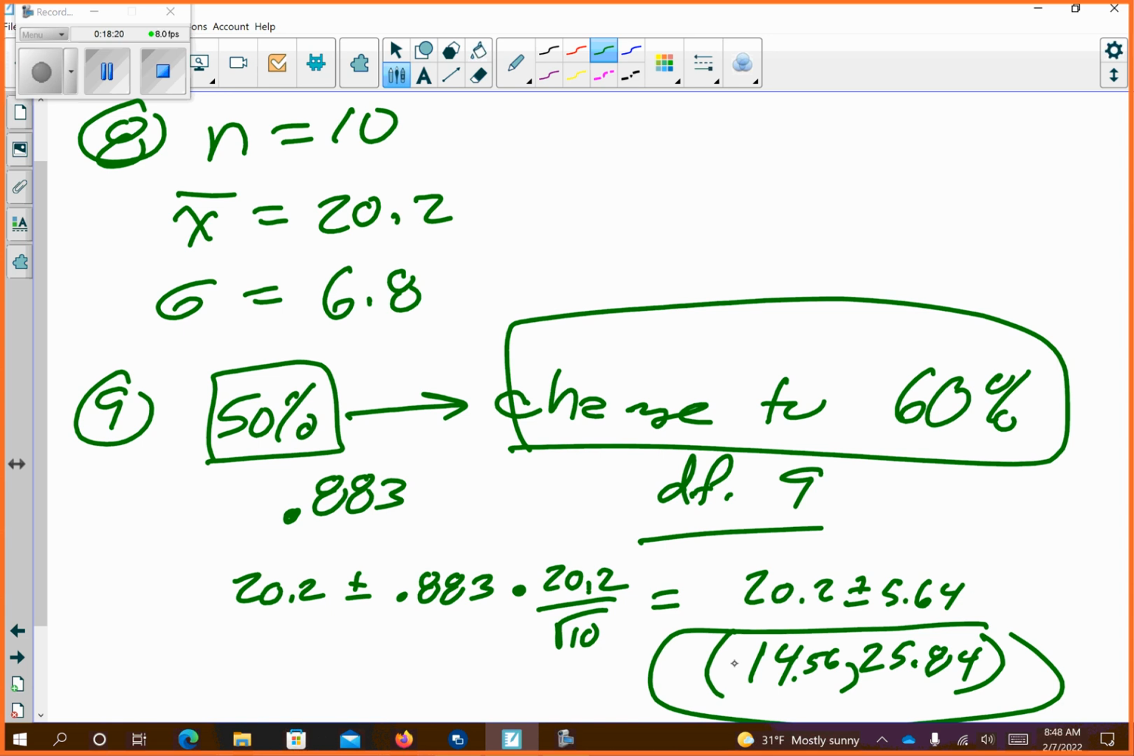That's a pretty broad spectrum as far as the ACT score. We're talking about 60%. Also, another thing affecting validity is that we're only using 10 people, so the degrees of freedom are small. So we are 60% confident that the ACT score would be from 14.56 to 25.84.